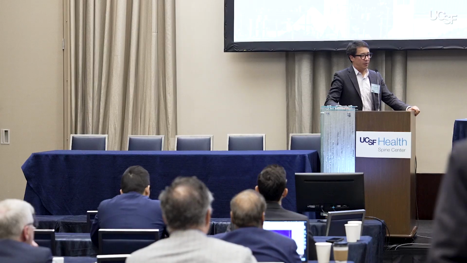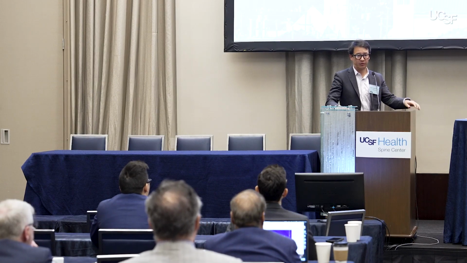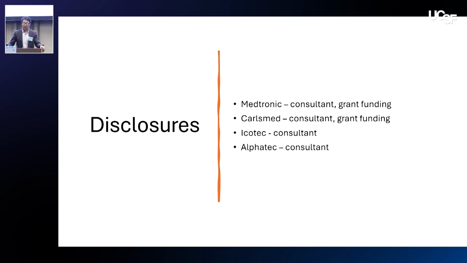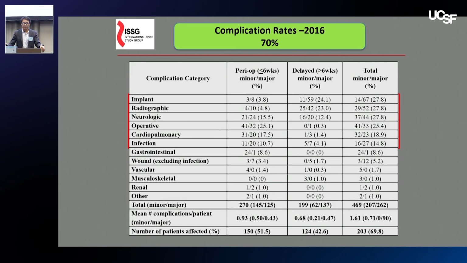This is going to be my topic here: tailoring thoracolumbar deformity surgical strategies to the frail. A lot of this has been covered in really great detail, really eloquently so far. So for the sake of time, I'm going to move through this fairly quickly. But I do want to show how some of these concepts particularly influence me in my minimally invasive spine practice. These are my disclosures, not really relevant to what I'm talking about today.